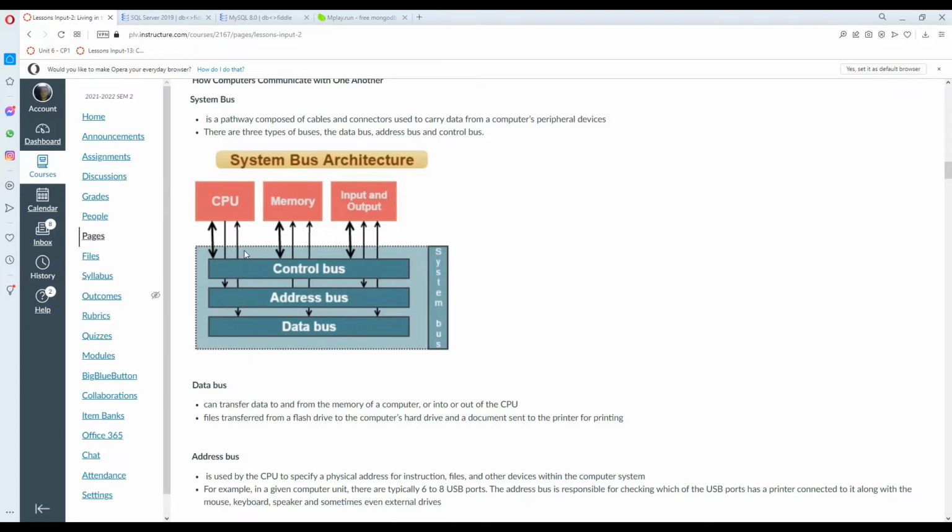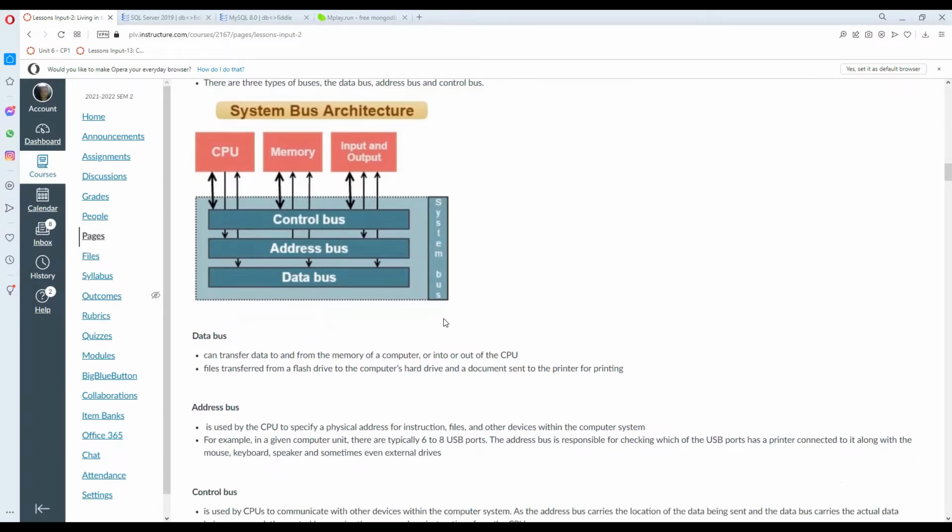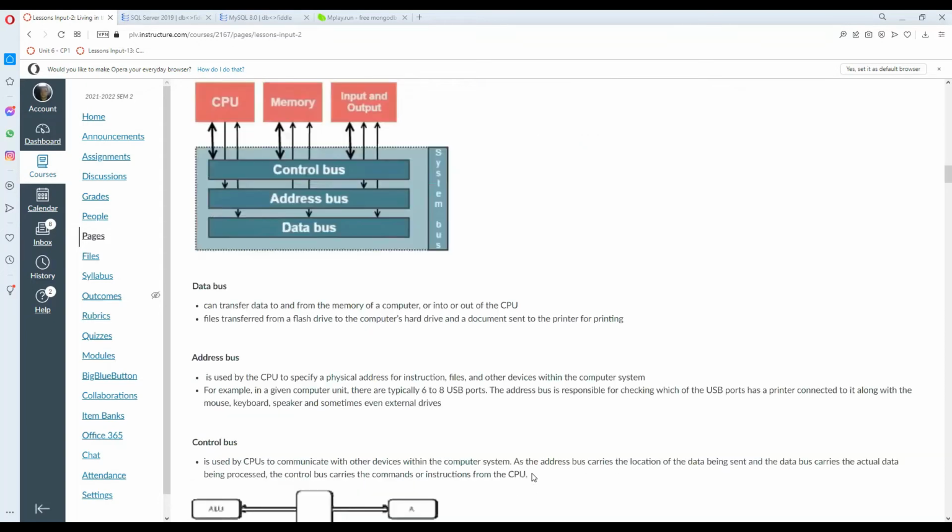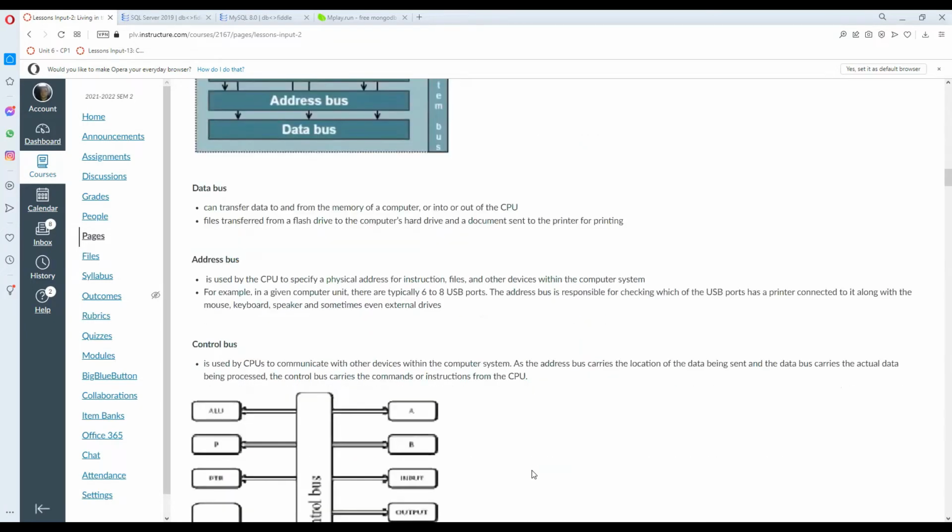Then from here, data is transmitted and it goes back to this tree using the control bus, address bus, and data bus, which comprises the system bus. The data bus can transfer data to and from the memory of the computer or into and out of the CPU. Files transferred from a flash drive to the computer's hard drive and a document sent to the printer for printing are the examples. For the address bus, it is used by the CPU to specify a physical address for instruction.